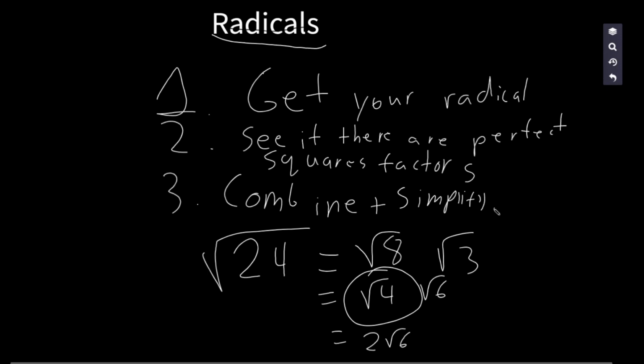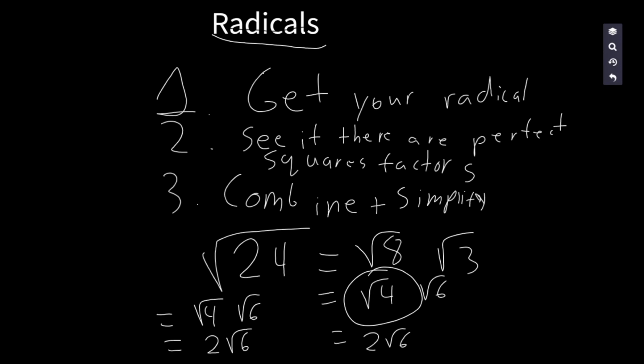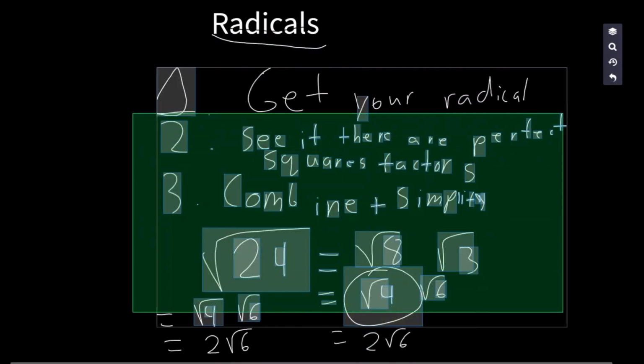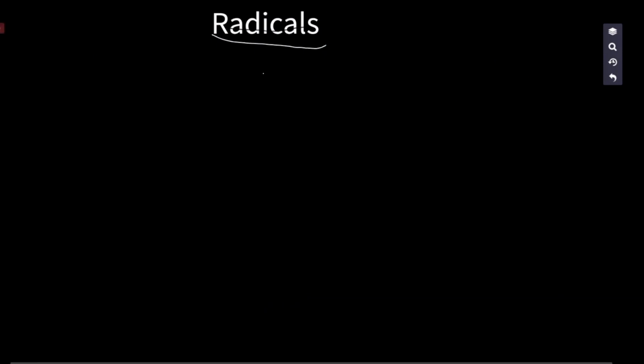So for this example, one perfect square factor would be 4. So we can split this up into the square root of 4 times the square root of 6, which is equal to 2 root 6. Okay, now let's do one more example, or a couple more.